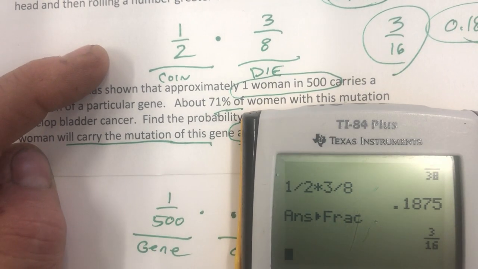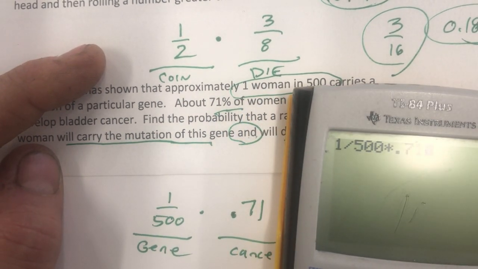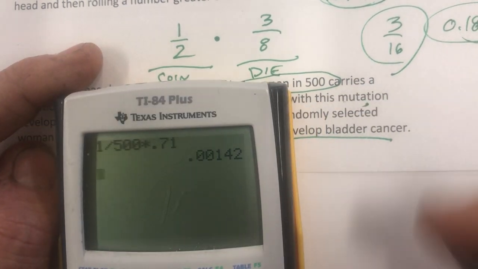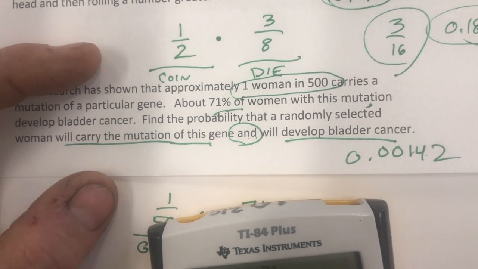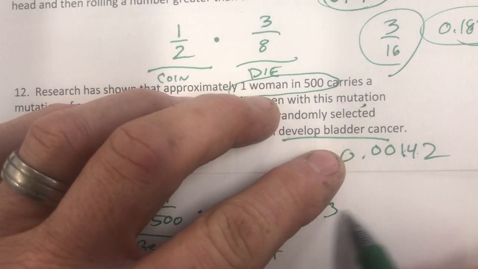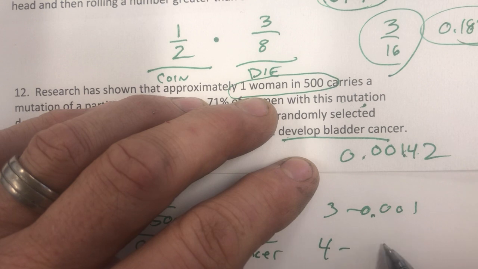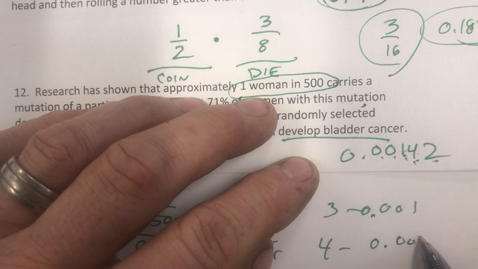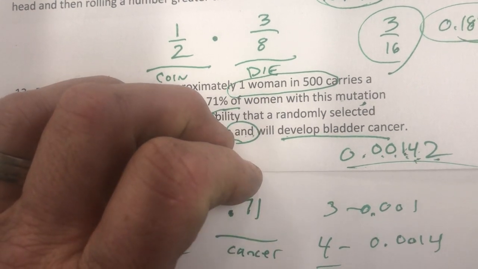All right, so let's clear off here. I got 1 divided by 500 times 0.71, and I get this right here, 0.00142. It doesn't say to round to a certain number of decimals, but if it says round to 3, it would be 0.001, with a 0 in front there. If it says round to 4, 1, 2, 3, 4, the 2 does not make the 4 go up, so it'll be this. If it says round to 5, you just leave all 5 of them.